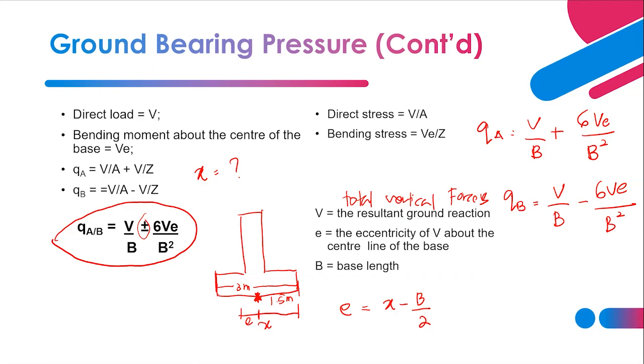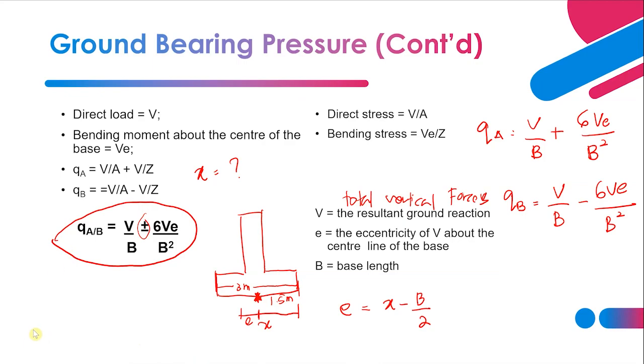Jadi you bagi 2 berapa jarak base. Kalau kata 3 meter divide by 2, then it is 1.5. So X minus 1.5, you akan dapat berapa value eccentricity. Divide by B square. So B square ni adalah base length. So that's the formula for the ground bearing pressure.